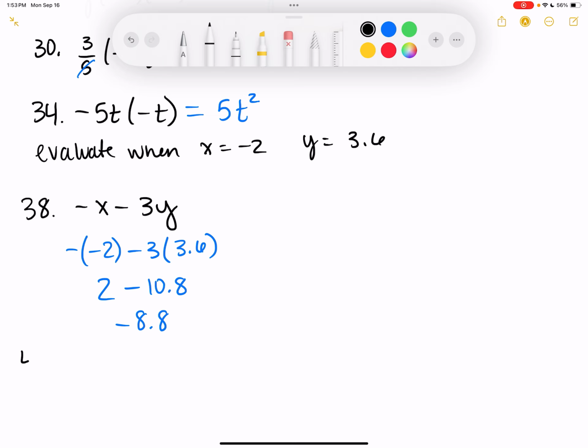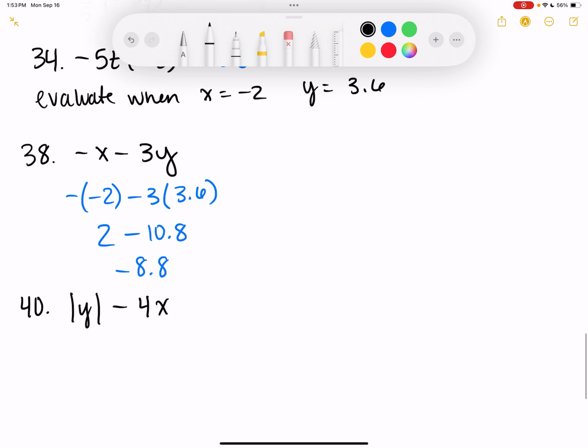40: absolute value of y minus 4x. So I plug in the numbers. The absolute value of 3.6 minus 4 times negative 2. Absolute value of 3.6 is 3.6. Negative 4 times negative 2 is, I mean positive 8. So 3.6 plus 8 is 11.6.